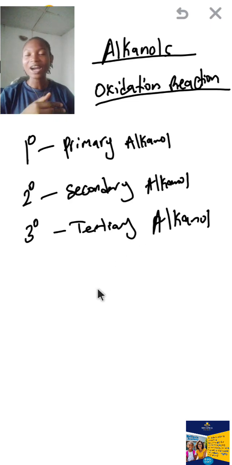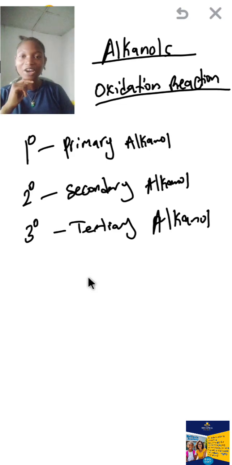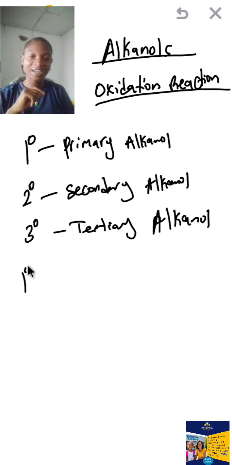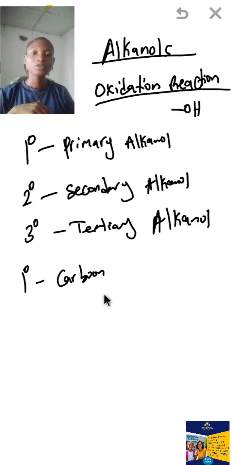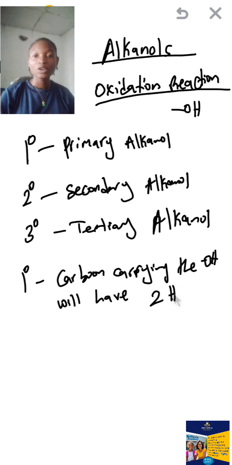For primary alkanol, how do you know that this particular compound I'm given is a primary alkanol? How do I know that it is a secondary or a tertiary alkanol? It is very, very simple. Now, this is how you differentiate it. For your primary alkanol, you know that alkanol is simply the OH group, right? So the carbon carrying the OH, we have 2 hydrogen.